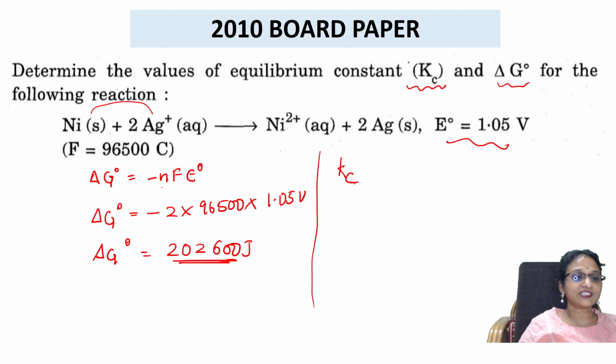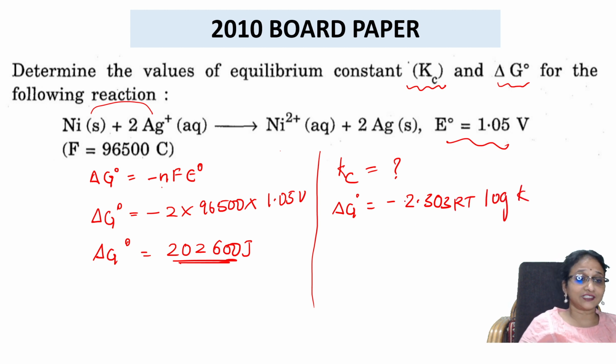Yes, what is the Kc value? How do you find it? There is a formula relating delta G naught and your Kc. Carefully see this formula: delta G naught is equal to minus 2.303 RT log K, where K is the equilibrium constant, at equilibrium.